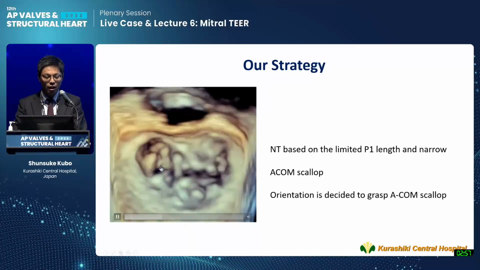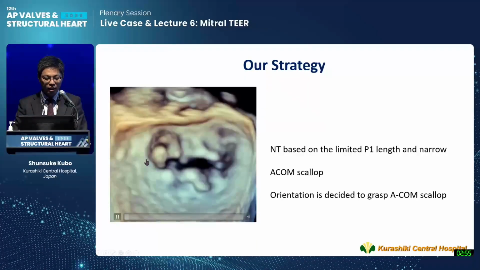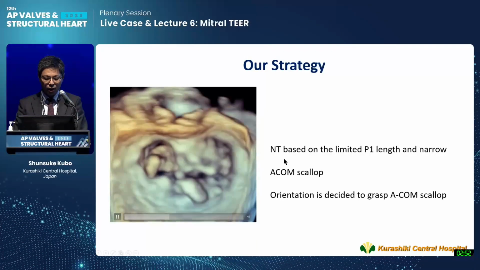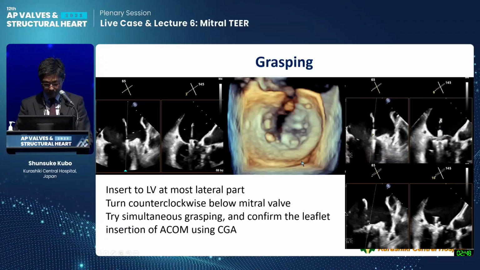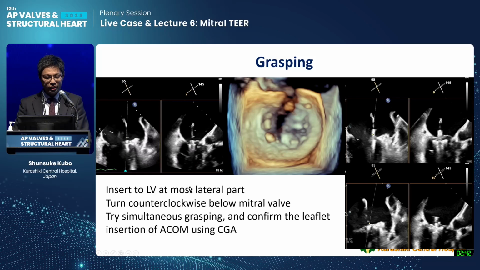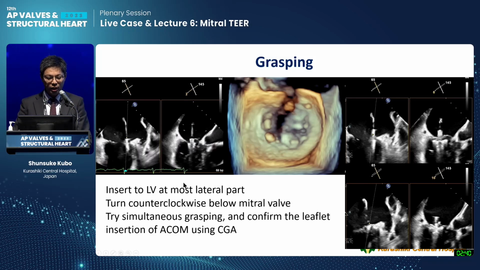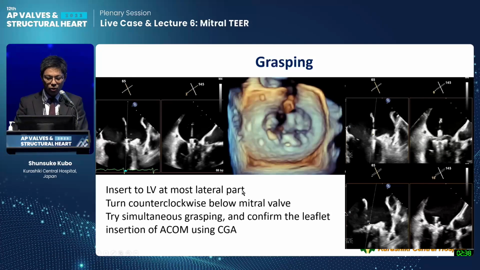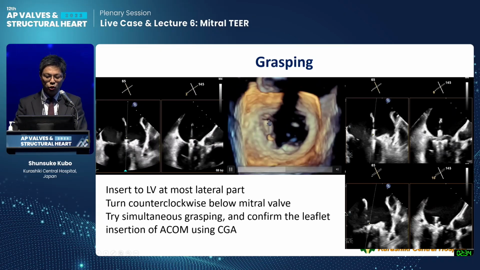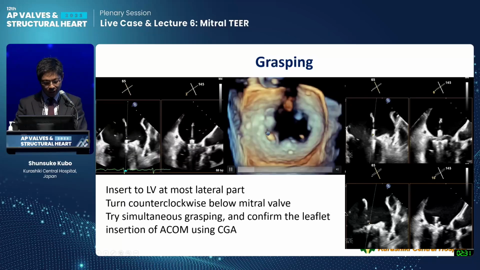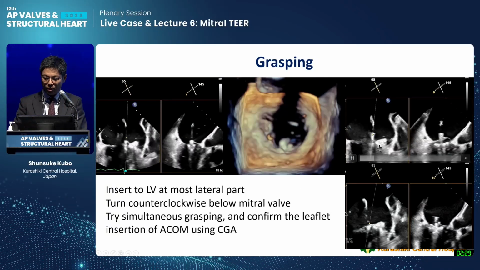So I isolated the anterior commissure prolapse. So I think the orientation like this to grasp the anterior commissure. So the procedure is not so complicated. So we inserted the LV at the most lateral part. So we open the clip and turn a little bit counterclockwise as my strategy, and try simultaneous grasping.